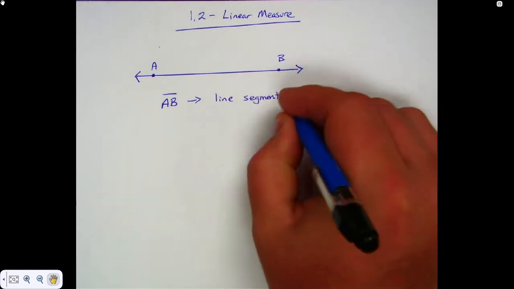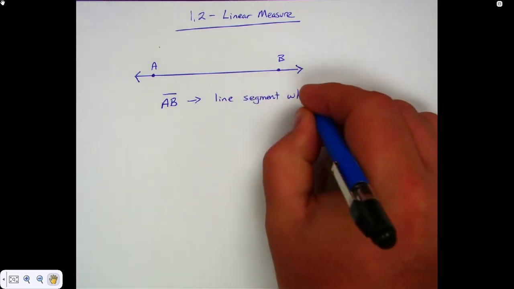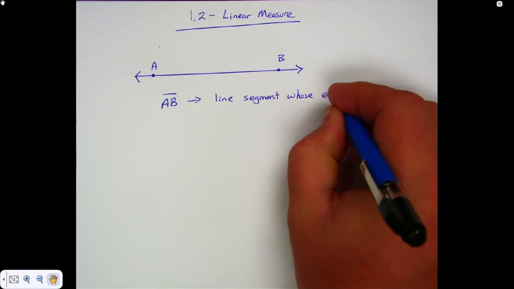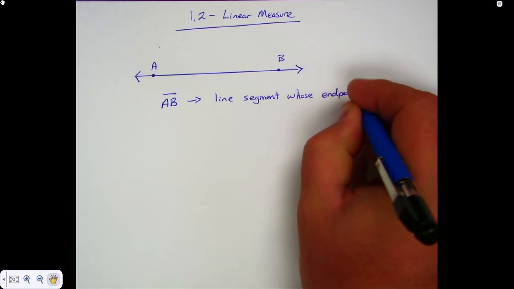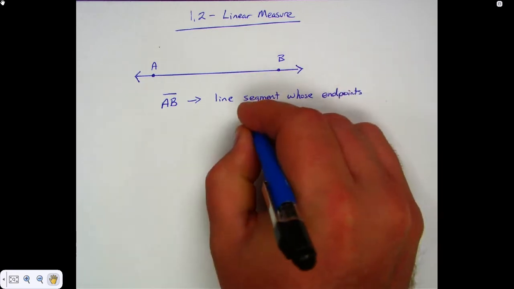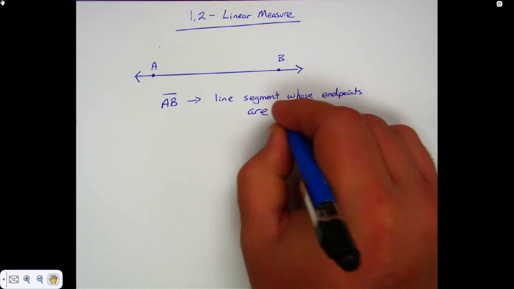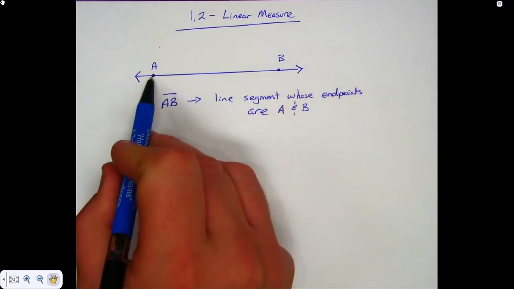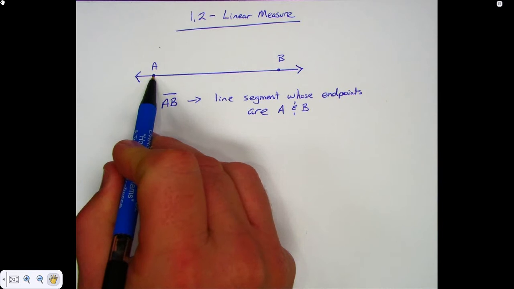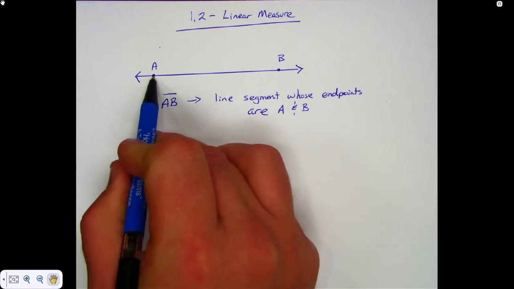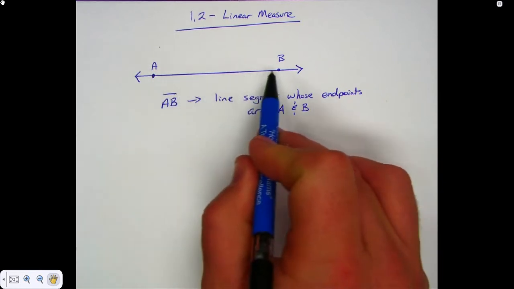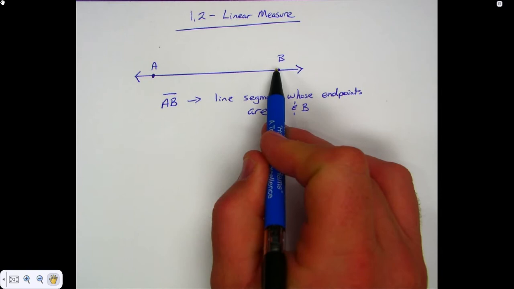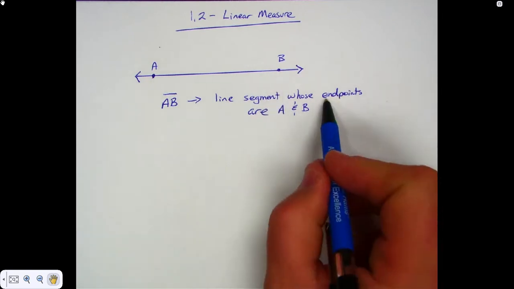whose endpoints are A and B. When traveling this direction, this segment stops at A. When traveling this direction, the segment stops at B, and that's why they're called endpoints.